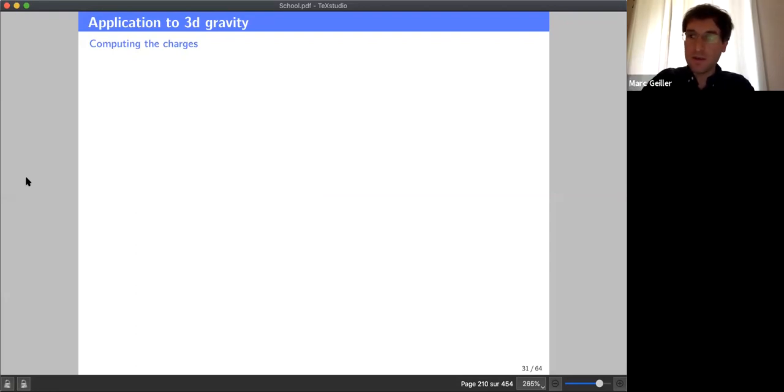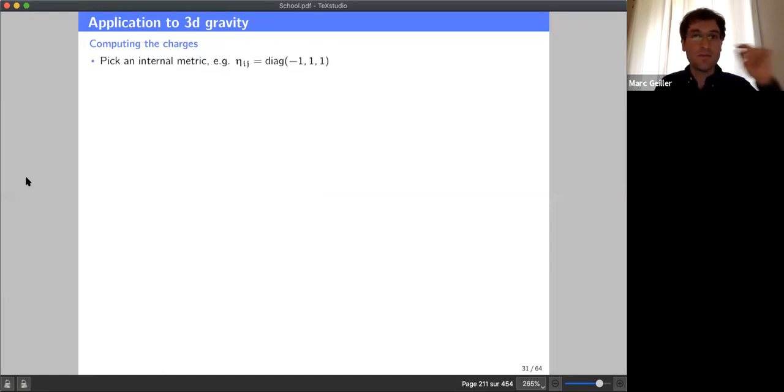Also, I'm using this as an opportunity to show how we compute this if we use first order connection and triad variables, because it's something that we don't always do explicitly. So it's nice to do it on an example. And again, it's always simpler in 3D than in 4D.